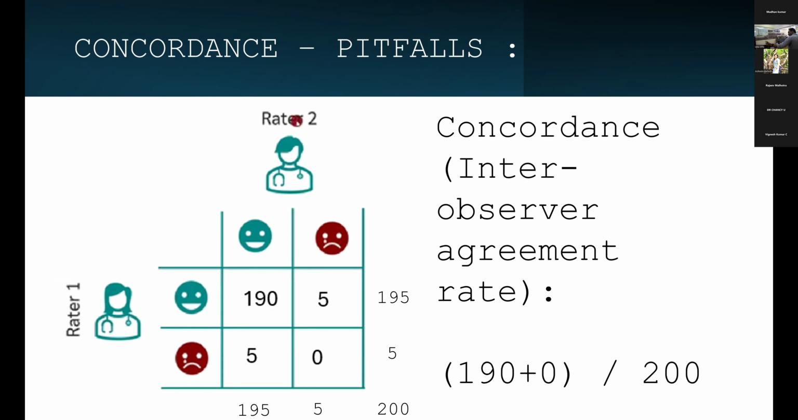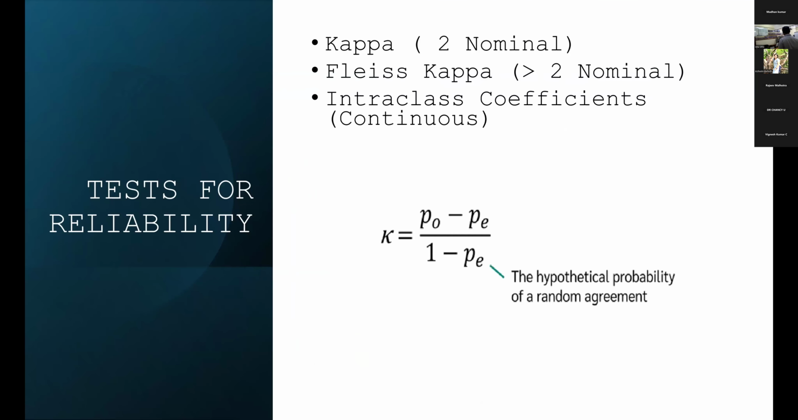If the proportion is high anywhere, then everywhere else the concordance looks very good artificially, even though they actually have not agreed on anyone. The purpose of the scale was to search for depression. Nobody has agreed on who's depressed, but the concordance is very high. So that is where we use these tests of reliability. We use Cohen's kappa for two nominal variables, Fleiss' kappa for more than two nominal variables, and we use intraclass correlation coefficients for continuous variables.